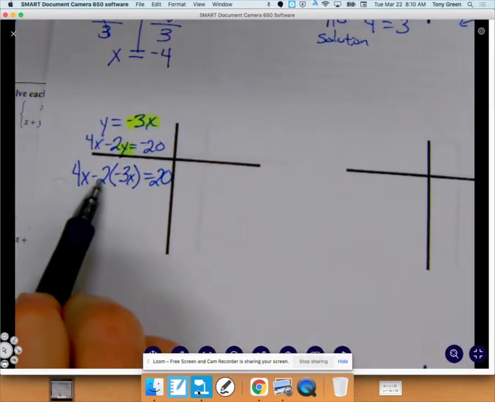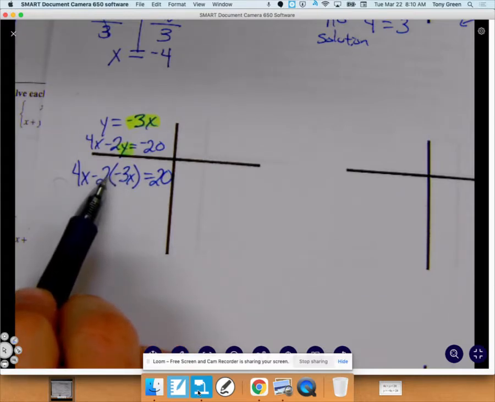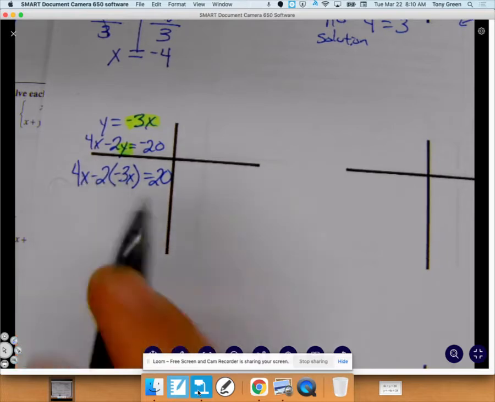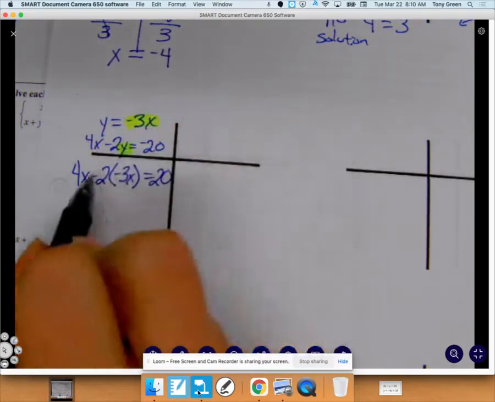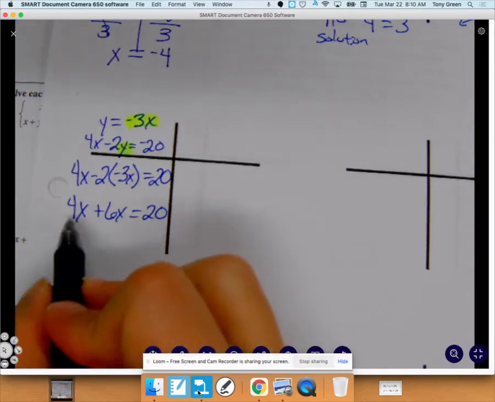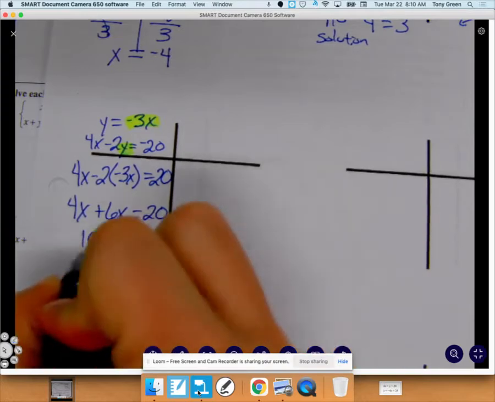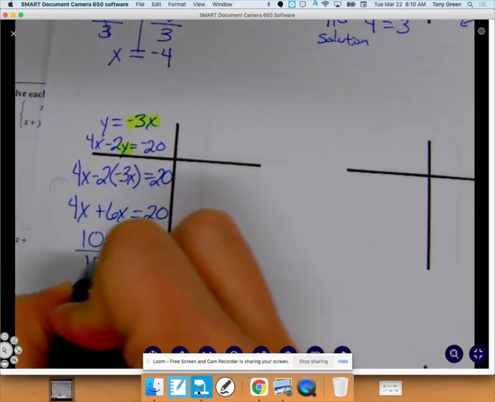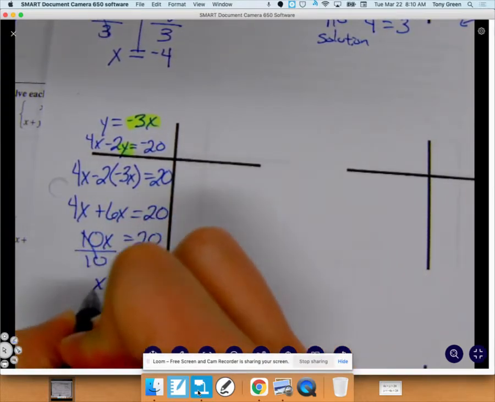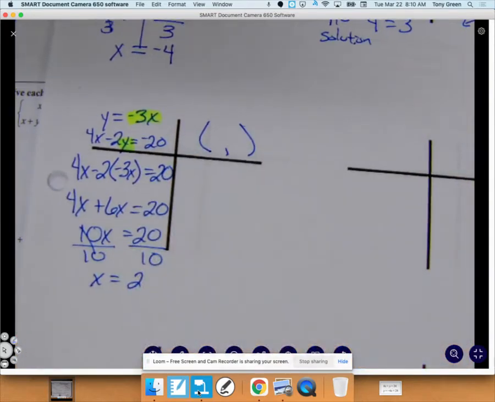Okay, so we've got to distribute this 2. We've got to multiply this 2. Negative 2 times 3x, so that's going to be 4x. A negative 2 times 3x is going to be, okay, so 4x plus 6x is 10x. It's going to equal 20. We're going to get rid of times 10 by dividing by 10. So x equals 2. Oh, I forgot to do my ordered pair.